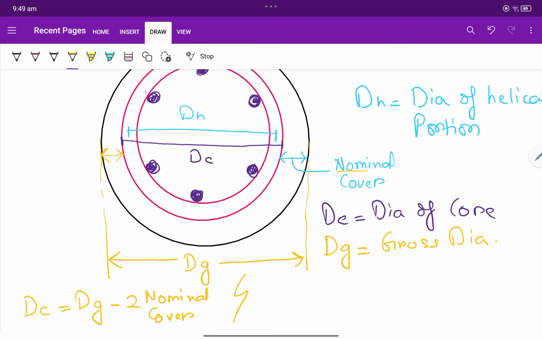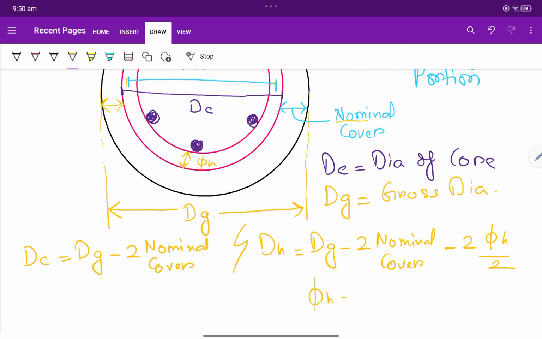Now we will find out the dh. How to find out the dh? See, dh is measured from here and here. So from dg we have to subtract 2 times the nominal cover, and we also have to subtract 2 times the half of the dia of the helix. This is the dia of the helix, so you can write it here also: phi h is the dia of the helical tie.